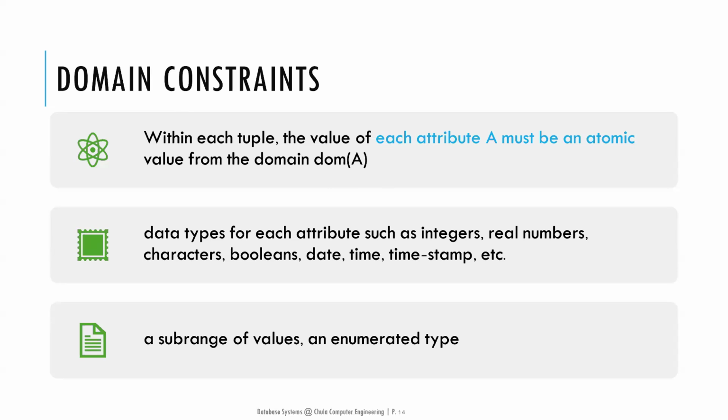All right. Now, the data that you keep within the database can be any type. For example, integer, real numbers, character, booleans, date, timestamp, or subrange of values or enumerated type. Do you still remember what subrange and enumerated are? You remember? You want me to go over it again? Yes? Okay. When I'm talking about enumerated type, I'll give you an example.